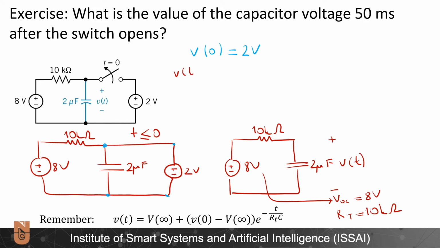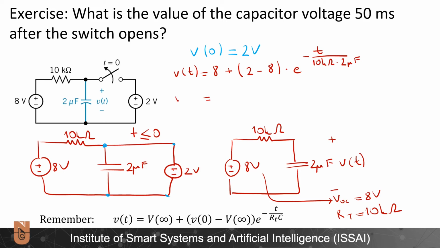Accordingly, v(t) is equal to V infinity, which is the open circuit voltage, 8, plus V0 minus V infinity, 2 minus 8, times e to the minus t over R_T C, where R_T is 10 kilo ohms and C is equal to 2 microfarads. So if I multiply 10 kilo ohms with 2 microfarads, I will get 20 milliseconds.